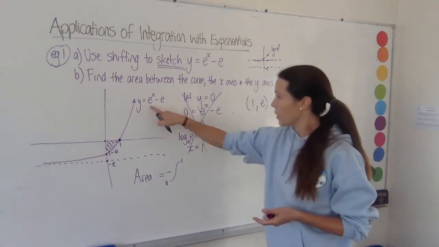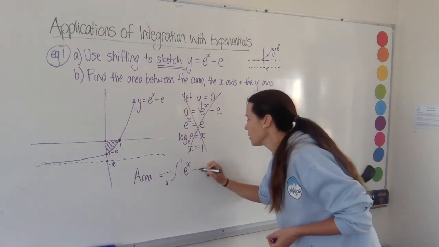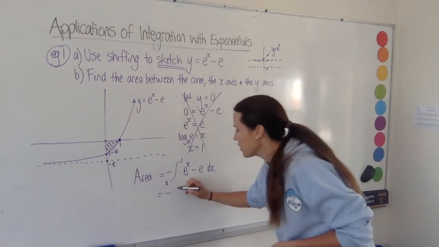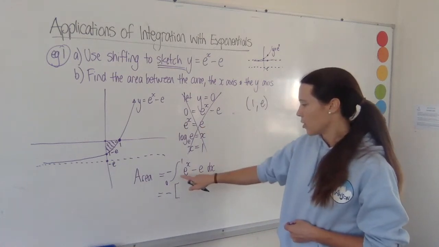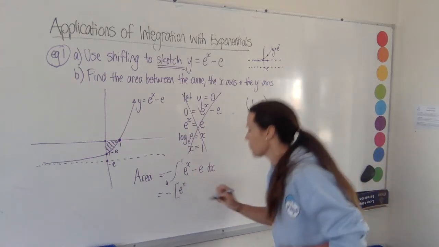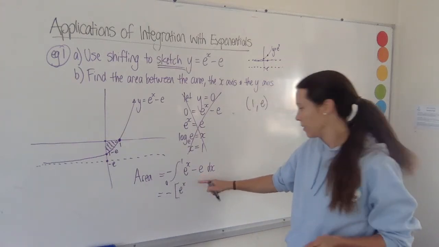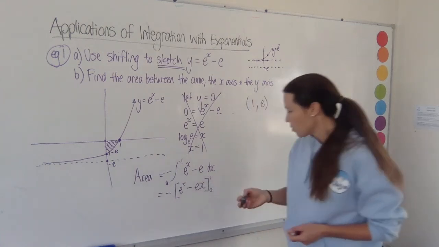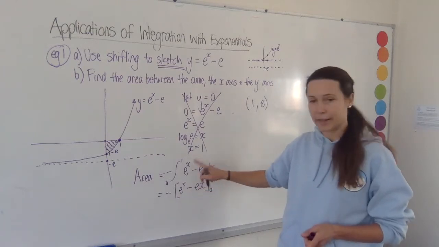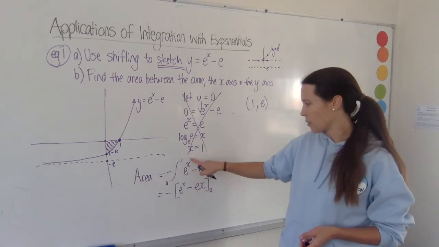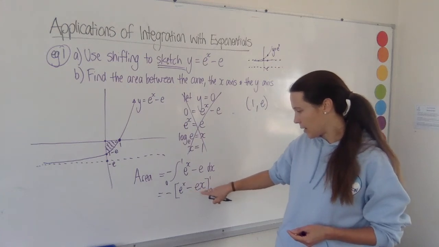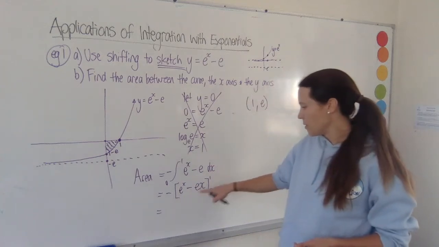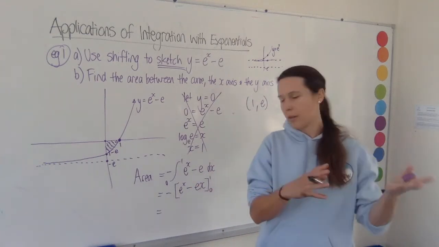Okay, now we need to just put our function in and write that we are going to integrate that. Now I've got my negative out the front of my big brackets. Integrating e to the x just gives me e to the x. And integrating minus e gives me minus ex. Now, as always, double check that this differentiates back to that. Differentiating e to the x gives me e to the x, and differentiating minus ex gives me minus e, so that looks good. So now I need to sub in 1 for x, and then subtract subbing in 0.